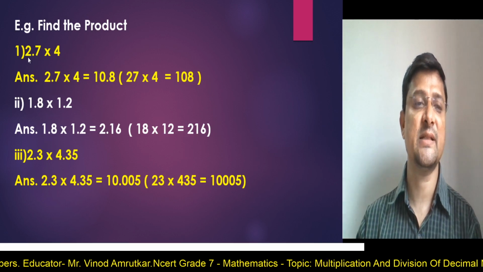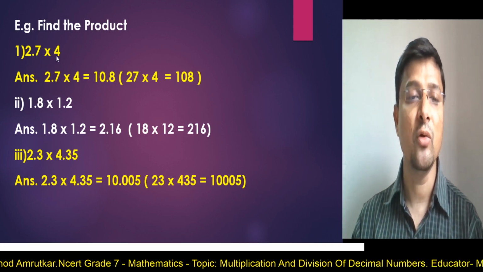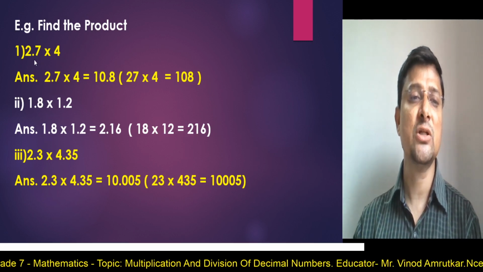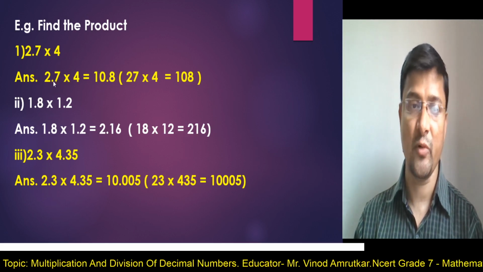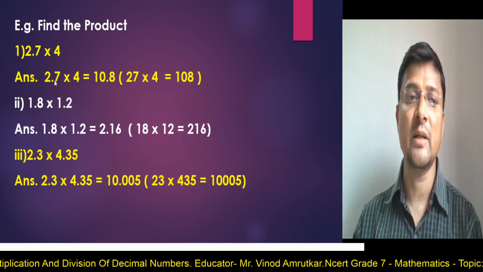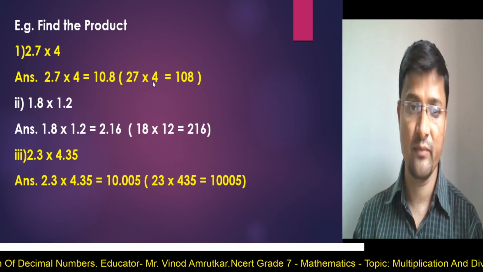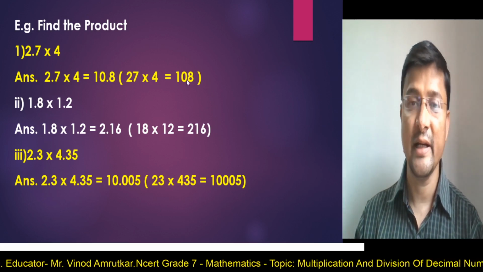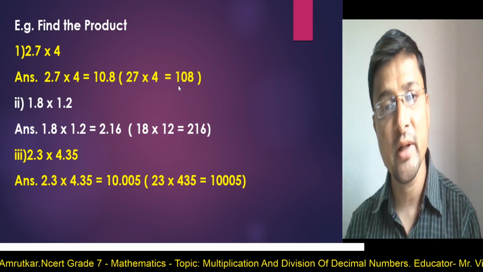Here in the first example, we multiply this decimal 2.7 by the whole number 4. Okay. So, in the multiplication of 2.7 and 4, we ignore this decimal point and we actually multiply 27 and 4. All of you know that 27 fours are 108. Now the answer is what? 108. The product is 108.